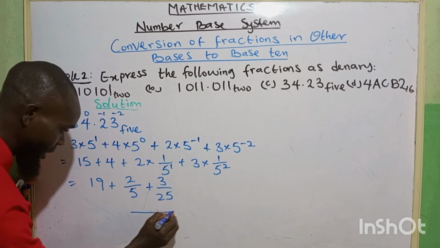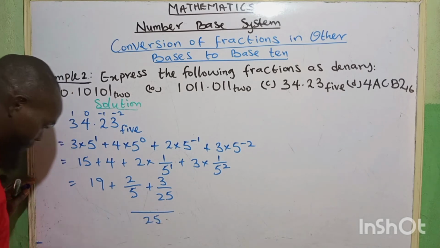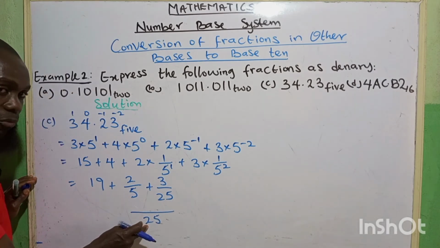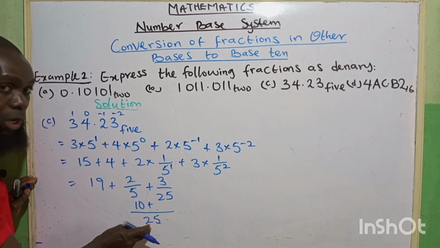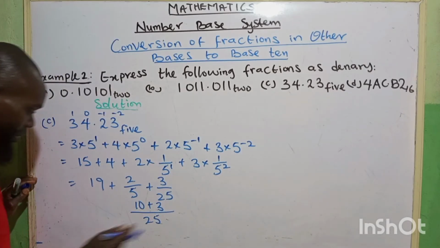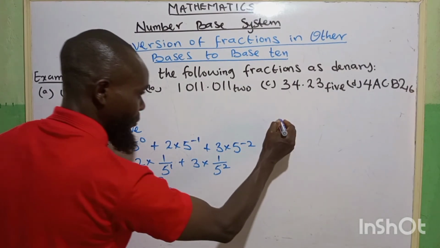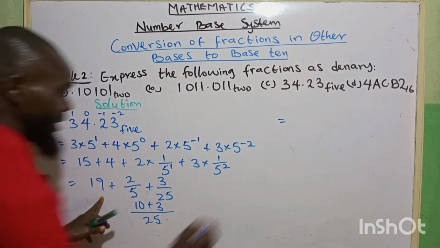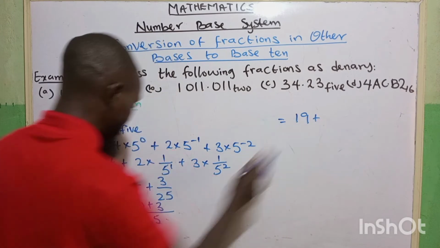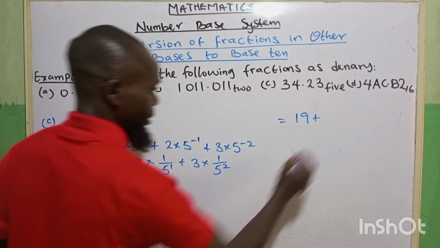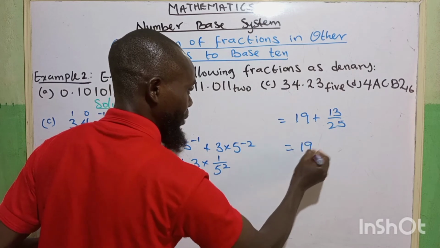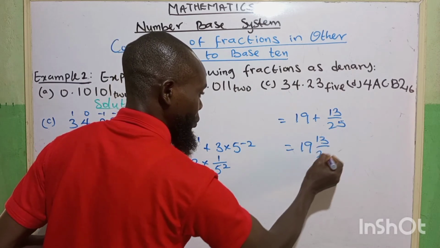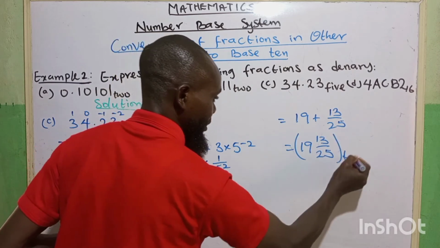So find the LCM here, we have 25. 5 goes in 25, we have 5. 5 times 2, 10, plus 5, 25 goes in 25, we have 1. 1 times 3, we have 3. So here, we are going to have our final answer to be 19 plus 10 plus 3, that is 13 over 25. That is 19 whole number, 13 over 25, base 10.